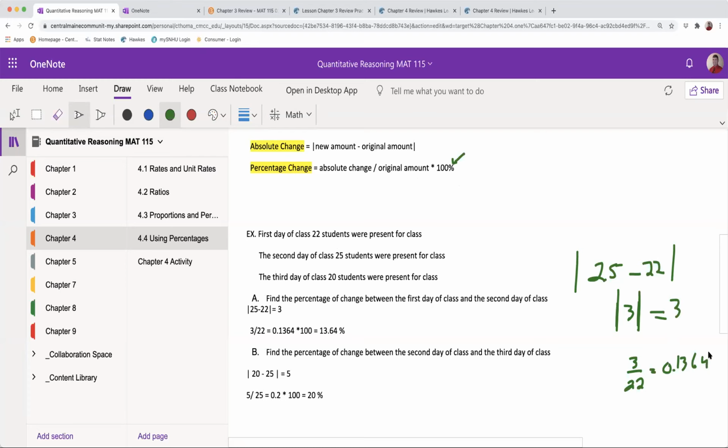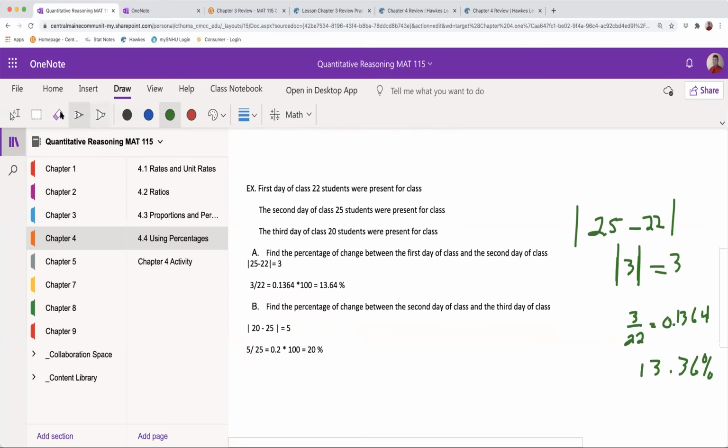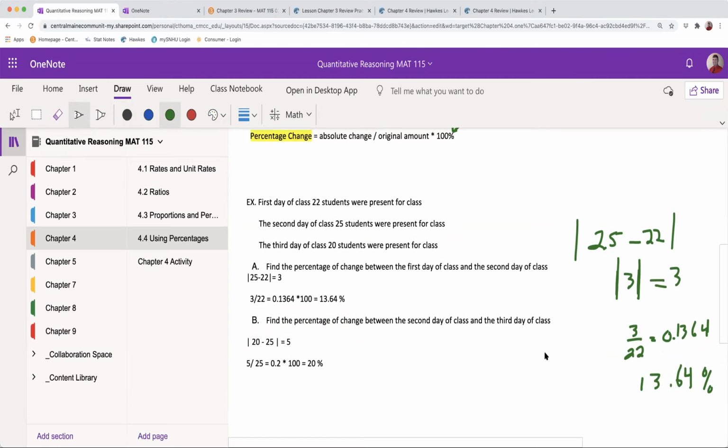0.1364. Multiply that by 100, and I get a 13.64% change. And because more students showed up on the second day, on the second day of class, I had a 13.64% increase in the attendance in my classroom.